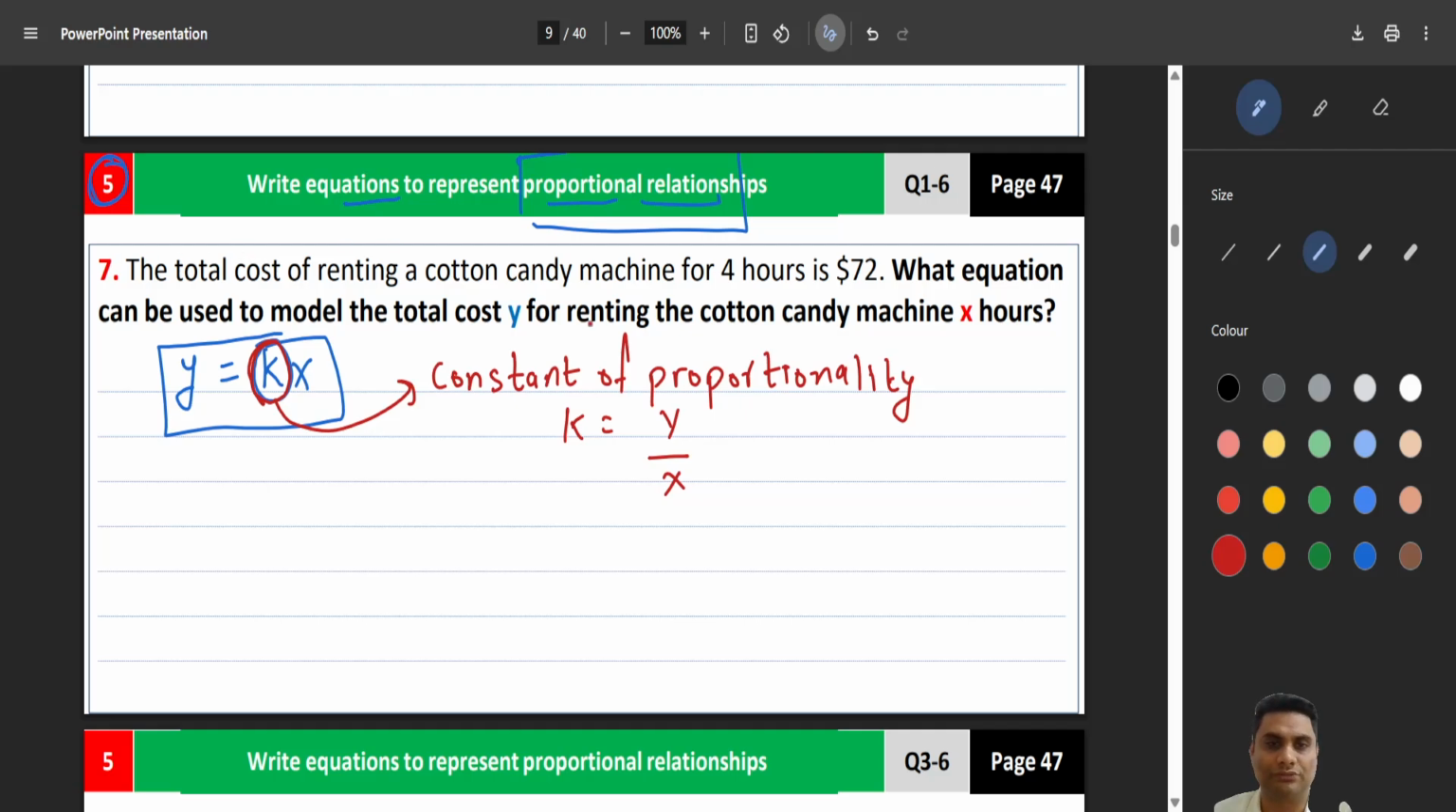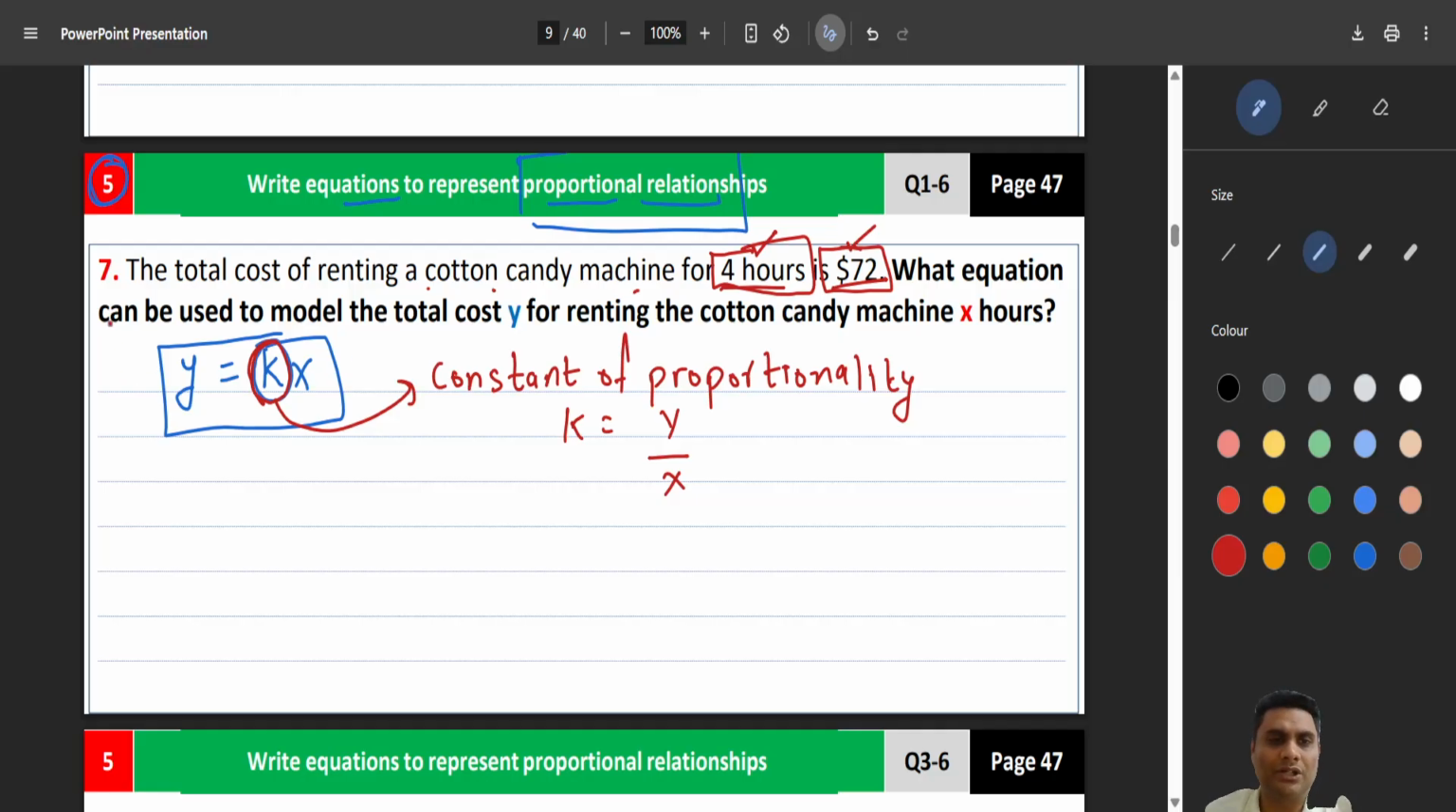Let's read the question. The total cost of renting a cotton candy machine for 4 hours is $72. If I want to rent a cotton candy machine for 4 hours, then I have to pay $72, right? It means these are my two numbers, 4 hours and $72. One of them is x, one of them is y. Now let's check which one is x, which one is y.